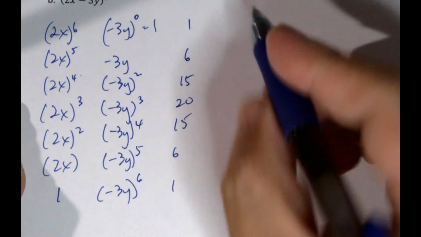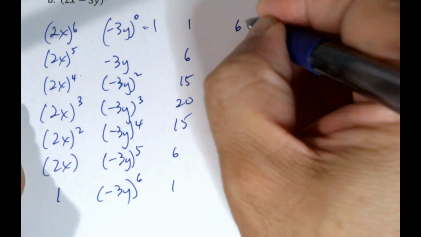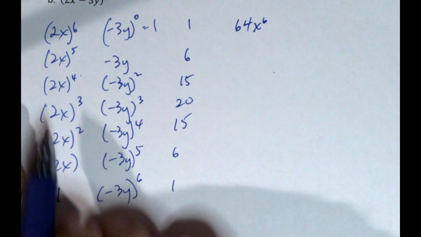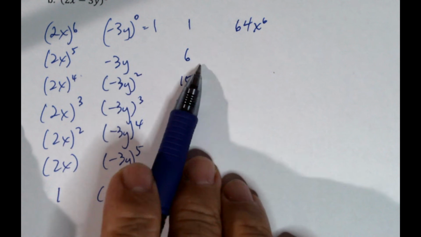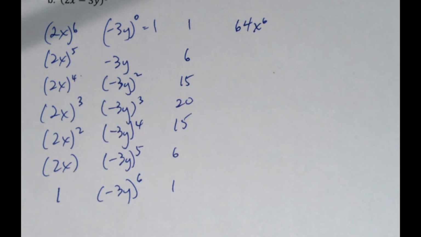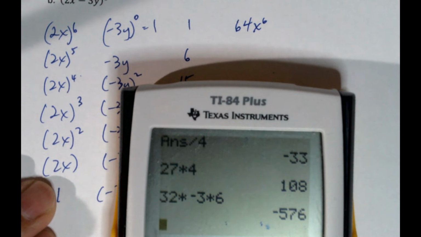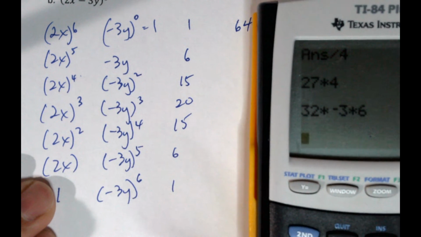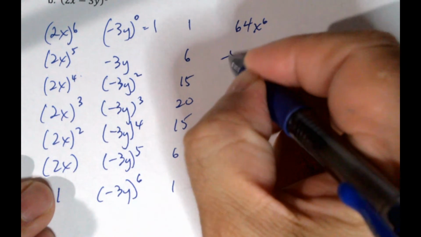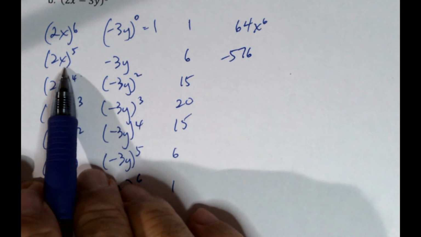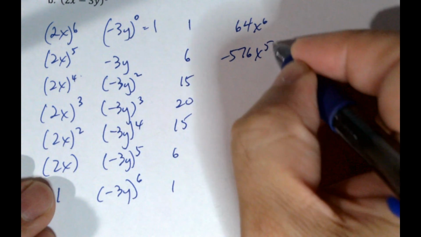So this one is 2 to the 6 is 64, x to the 6. This is going to be 2 to the 5th, which is 32, times negative 3 times 6. Yes, I'm using the calculator. Negative 576. So 32 times negative 3 times 6 gives me negative 576. It's x to the 5th and the y.